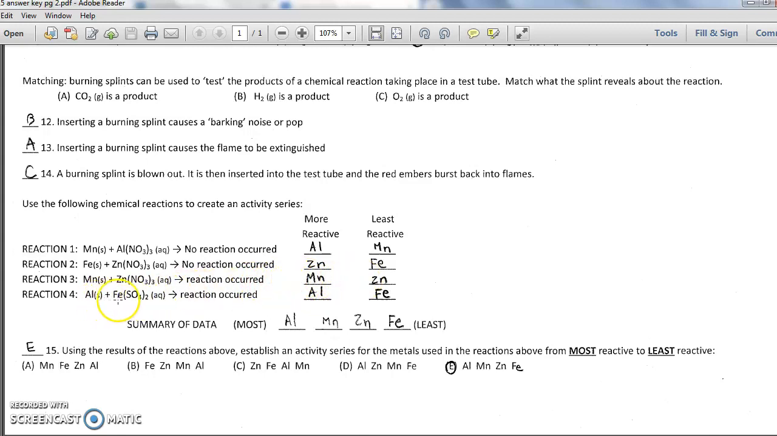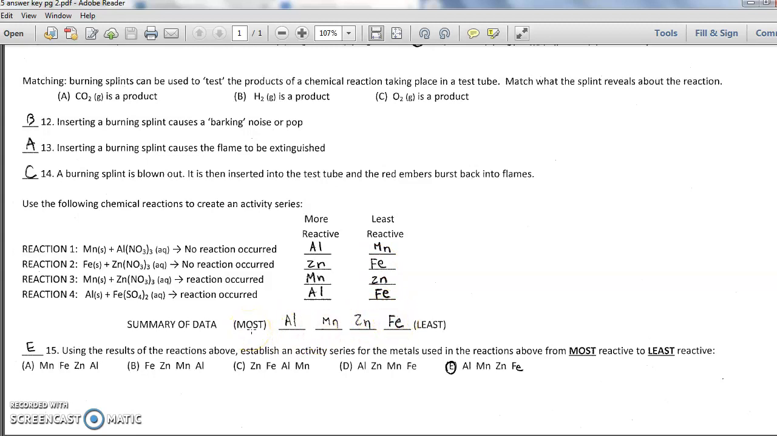If we drop a piece of aluminum in a solution containing iron cations, iron ions, and we see a reaction occur, what do we know? Aluminum must be more active than the iron. So in reaction 1, we learn aluminum is more active than manganese. There we go. In reaction 2, we learned that zinc is more active than iron. There we go. Zinc is more active than iron.